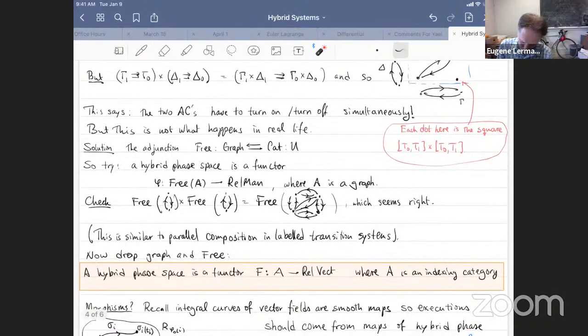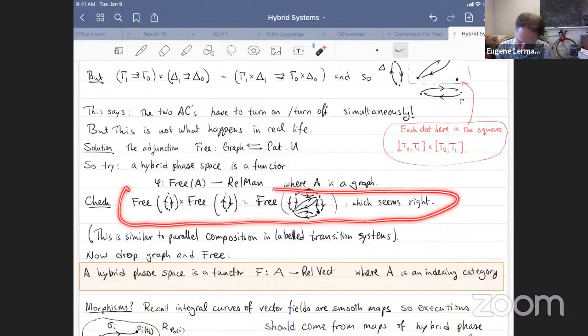But notice that something interesting happens with products. If I take a free category on this graph and a free category on this graph and multiply them, it's not the free category on the product. It's going to be a free category on this graph. And now we have a lot more transitions that are allowed. That just says that one AC could be off and the other one can turn itself on and we'll transition this way. Or they could do it at the same time, or maybe the other one can do the transition. So now they can do things independently of each other. And so this looks like a good way to do things.